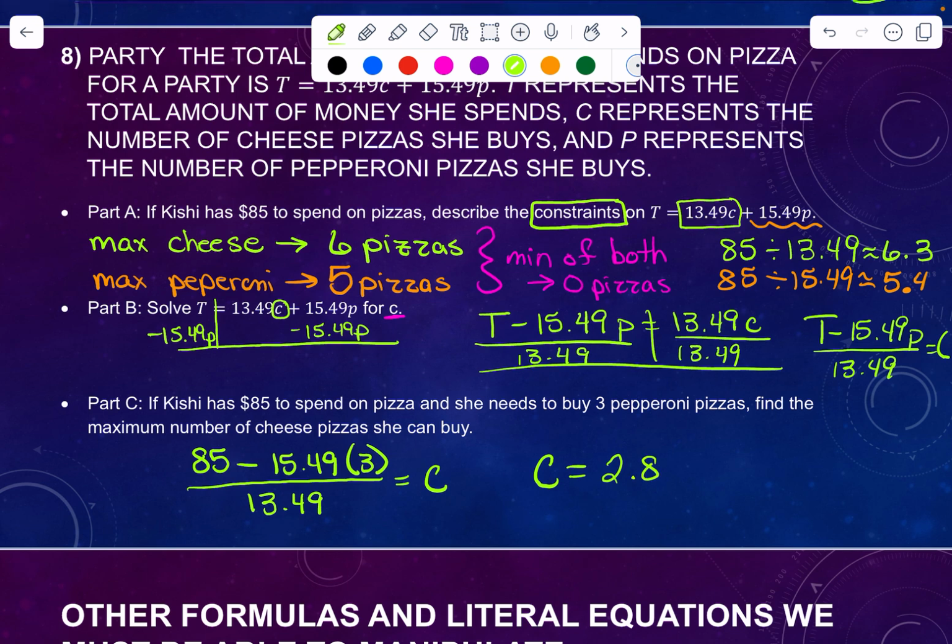So when we look at that, how many is the total we could buy? The total number of cheese pizzas would be 2 pizzas, and with the 3 pepperonis for $85. Okay, so that's how we would go through that process.